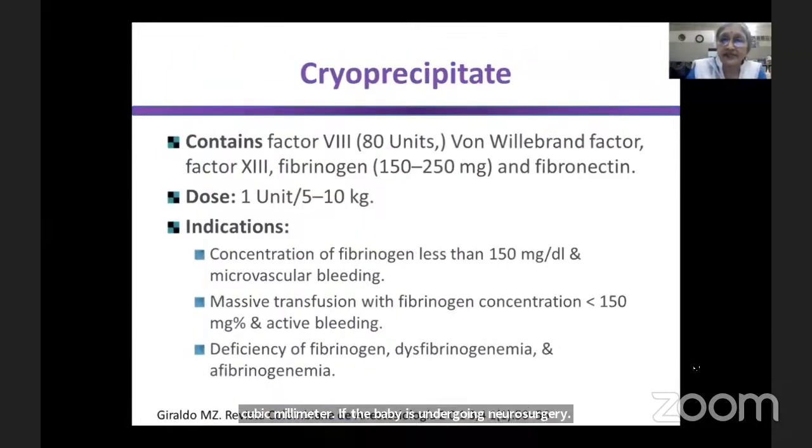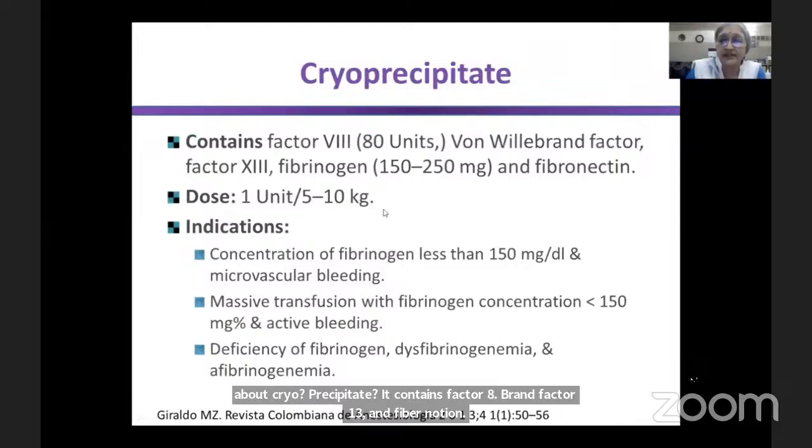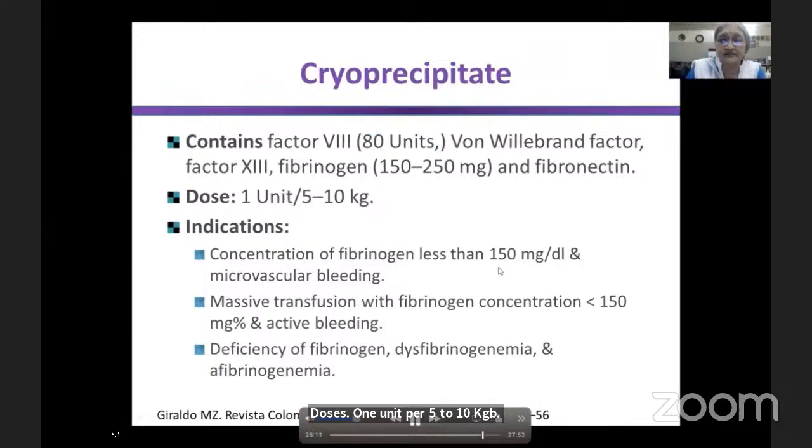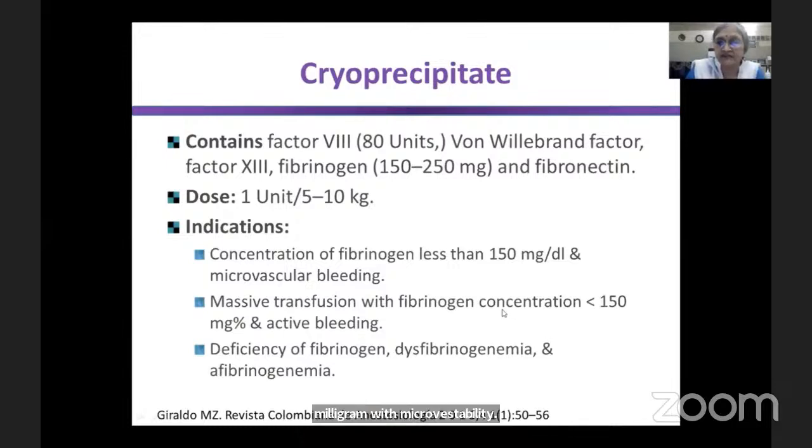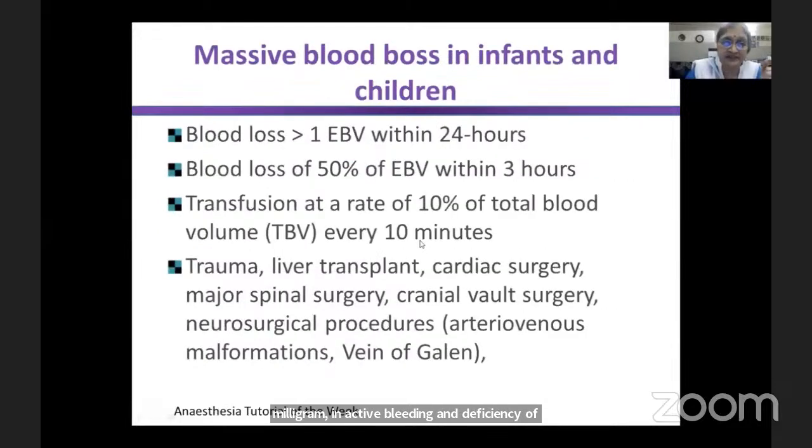What about cryoprecipitate? It contains factor 8, von Willebrand factor, factor 13, and fibrinogen. Dose is 1 unit per 5 to 10 kg baby weight, and it is indicated whenever fibrinogen is less than 150 milligram percent with microvascular bleeding, or massive transfusion with fibrinogen concentration less than 150 milligram percent in active bleeding, and deficiency of fibrinogen, dysfibrinogenemia, or afibrinogenemia, etc.